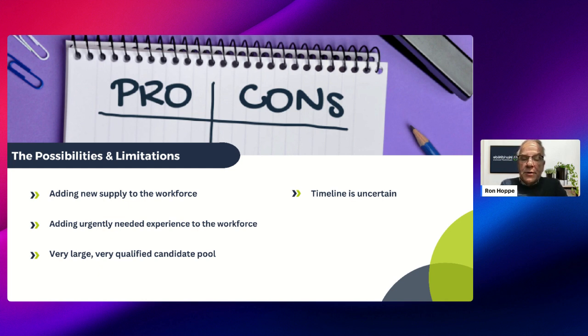Adding urgently needed experience to the workforce. I touched on experience briefly earlier. Today, the U.S. is producing more new nursing graduates than ever before, which is a very positive thing. And we're seeing hospitals employ new graduates in larger numbers, in greater proportion than ever before, in part out of necessity, simply to have hands and a body to do work.